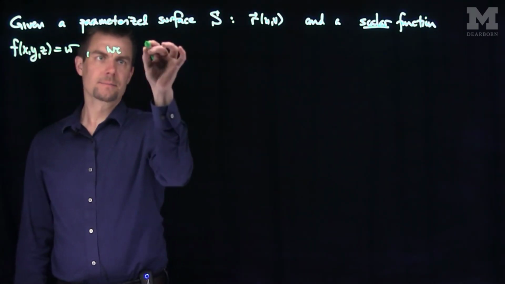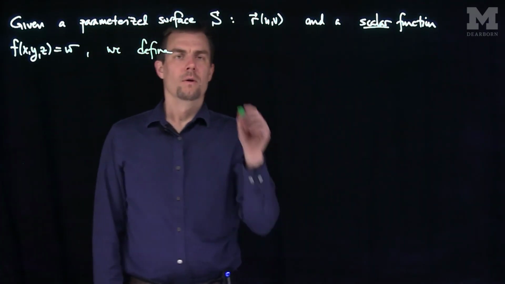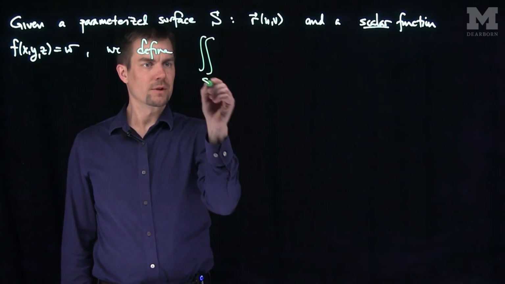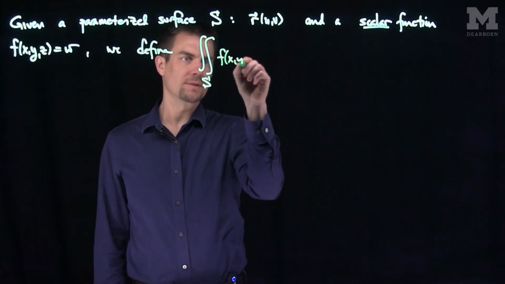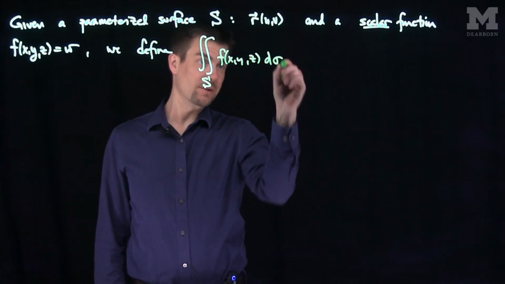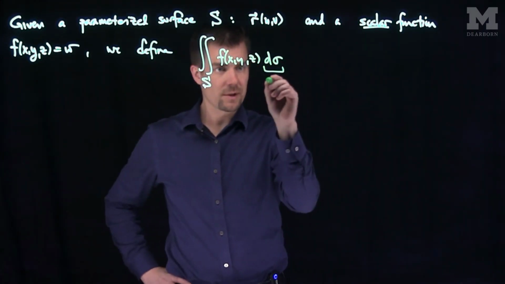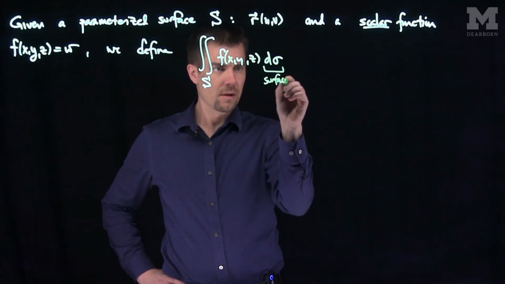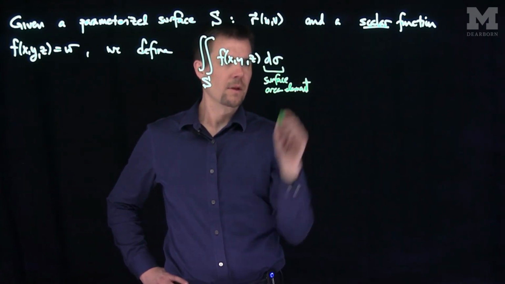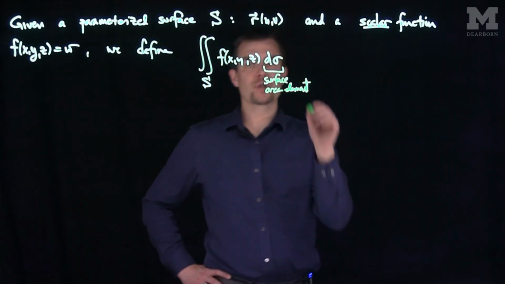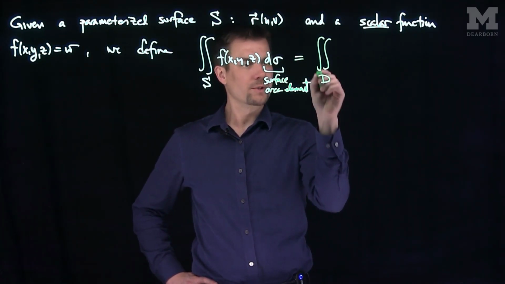We define the integral over the surface of f of x, y, z d sigma. Now d sigma is my surface area element. And what this will be, by definition, is the integral over the parameterization region.